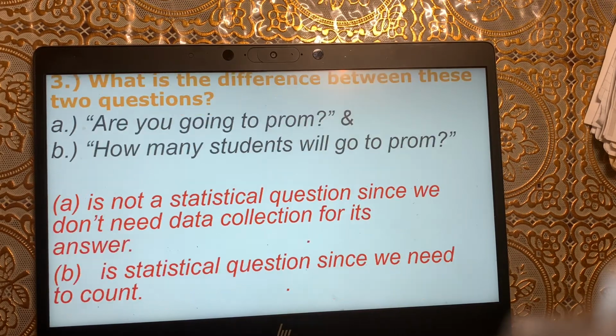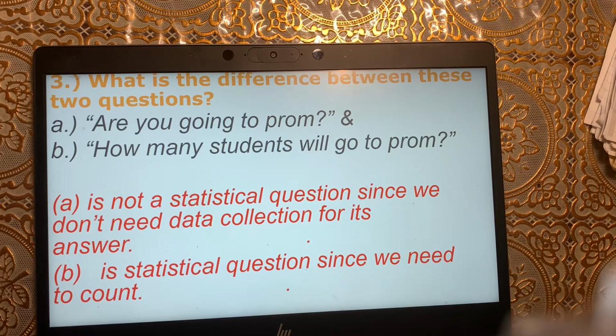Let's consider these two questions. Are you going to prom? How many students will go to prom? The first one is not a statistical question. It's just a simple answer, whether you are asking a person, are you going or not going? But how many students will go to prom? This needs an answer by collecting multiple pieces of information, by going around, collecting, and knowing it. So this is a statistical question.